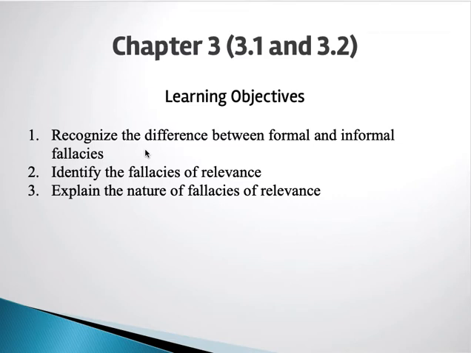In this video, I'm going to start going over section 3.1 and 3.2. First, let me begin with some of the student learning outcomes that are related to this chapter. The first is to recognize the difference between formal and informal fallacies. Second is to identify the fallacies of relevance. And third, explain the nature of fallacies of relevance.